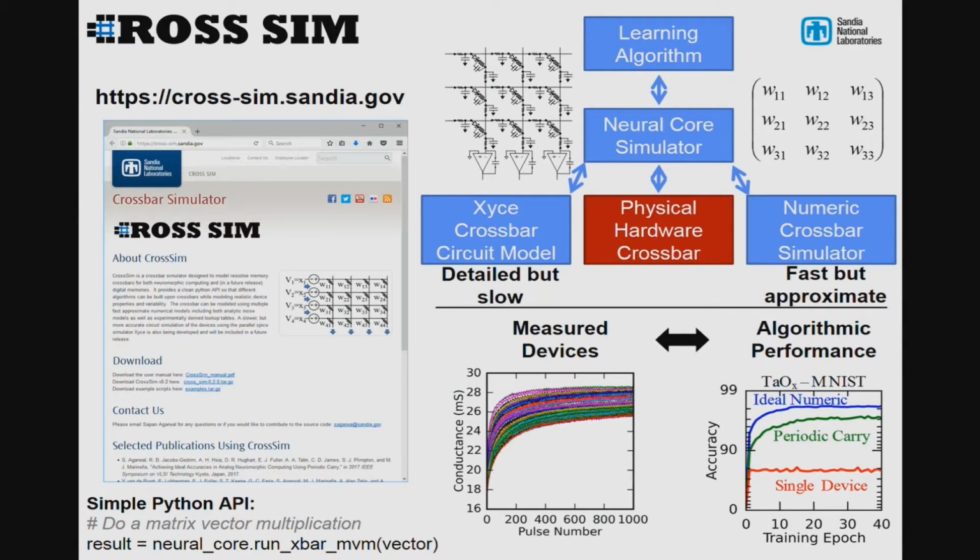And then the simulator, based on a given device model, can model how the device impacts the accuracy of your algorithm using either a numeric model, slower but more accurate circuit simulations, and we're working on actually interfacing with physical hardware crossbars.